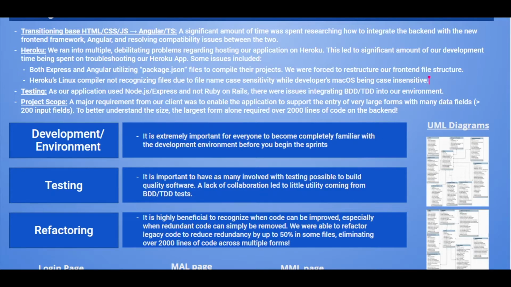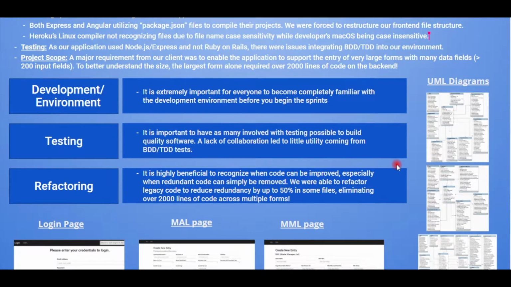Also, we learned a lot about refactoring. We had a lot of redundant code in the program that could have been removed. So by refactoring, we managed to reduce redundancy by up to 50% in some files, and we eliminated over 2,000 lines of code across multiple forms.